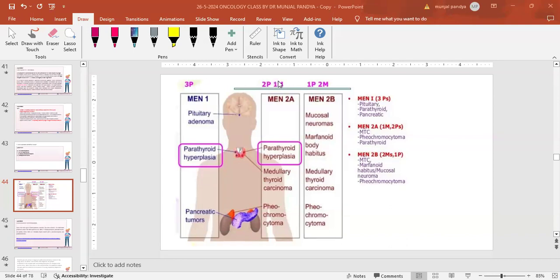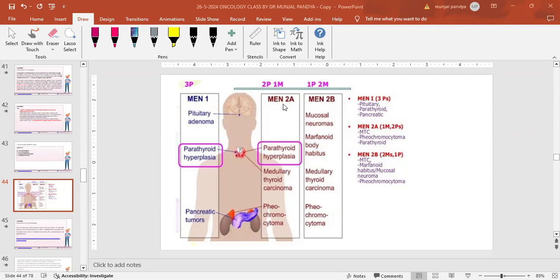Here M0, here M1, here M2. So it's an easier way, right? 3P M0, 2P M1, and 1P M2. That's it. So overall it is 3, right? So MEN 2A: parathyroid would be common in both. Another new thing added is medullary thyroid carcinoma, right? Parathyroid plus thyroid. And instead of the pancreatic tumor in MEN 1, here pheochromocytoma. So pancreatic tumor is from the pancreas, pheochromocytoma is from the suprarenal or adrenal gland.